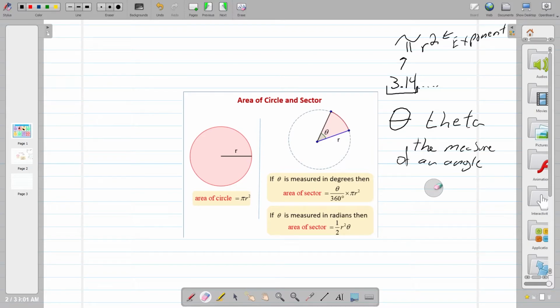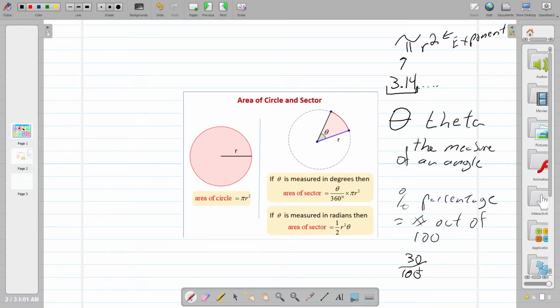All right. So now that we know what theta is, we have to understand something else. Percentage. Again, this should be review for you guys. Percentage equals a number out of 100. Per 100, percentage of 100. So 30% would be 30 out of 100, right?